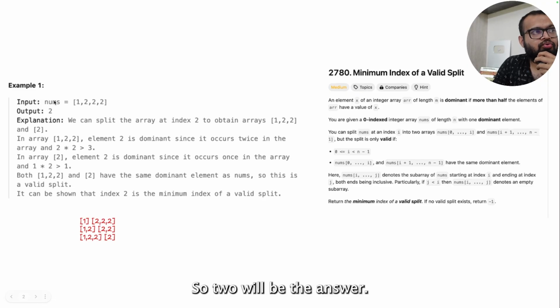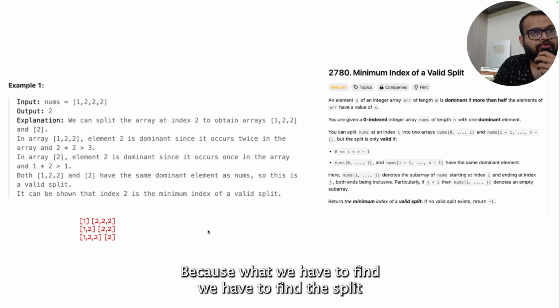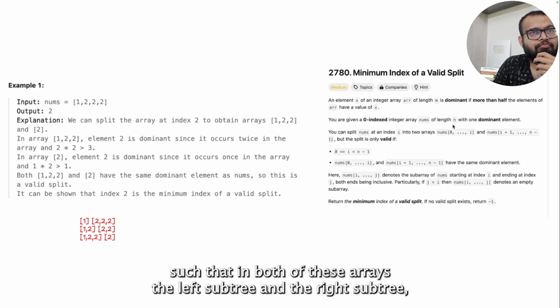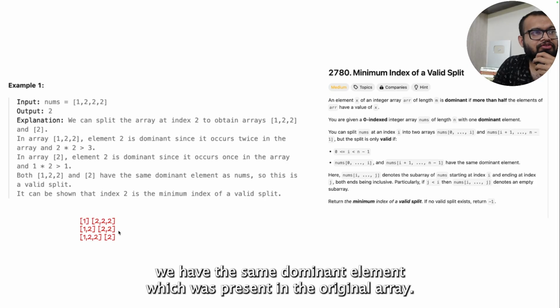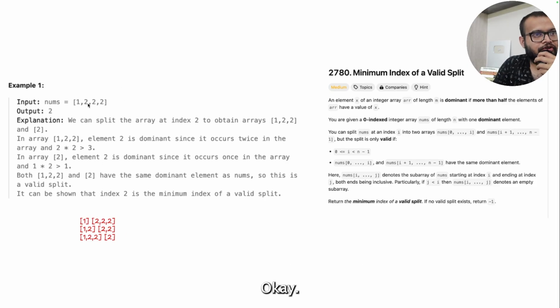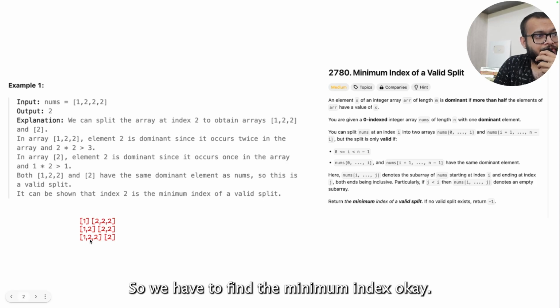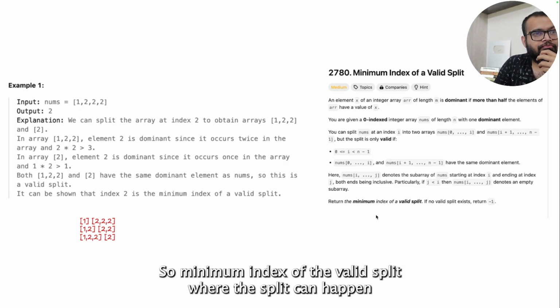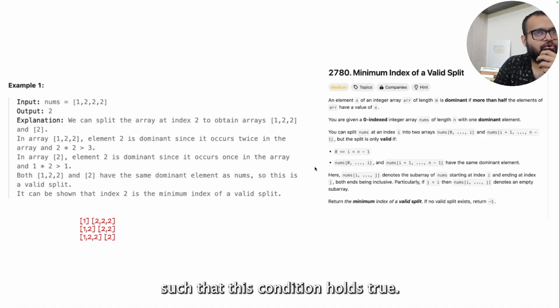Okay, so 2 will be the answer, because what we have to find is the split such that in both of these arrays, the left subarray and the right subarray, we have the same dominant element which was present in the original array. Okay, so we have to find the minimum index. Okay, so minimum index of the valid split where the split can happen such that this condition holds true.